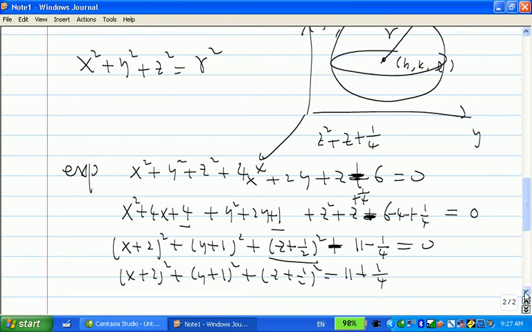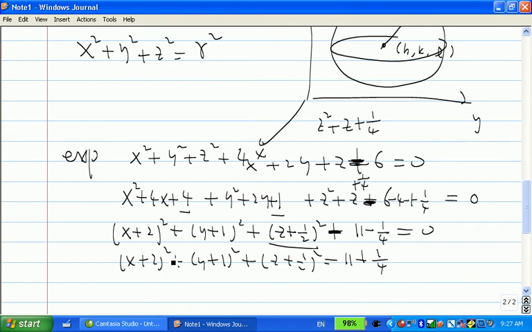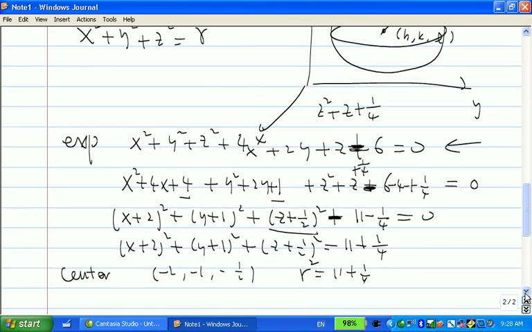So what can we say about all the x, y, z satisfying this equation? Obviously, they form a surface. They form a sphere, and what is the center? The center is minus 2, minus 1, and minus 1/2. The radius r there is r squared equals 11 plus 1/4. If you want to find r, you take the square root.